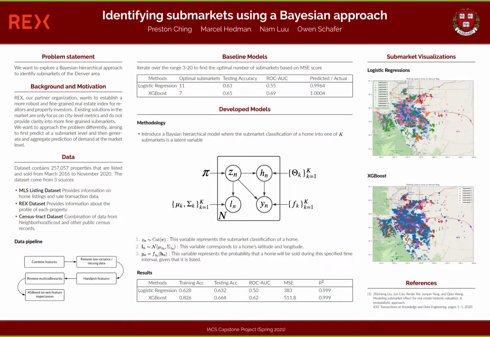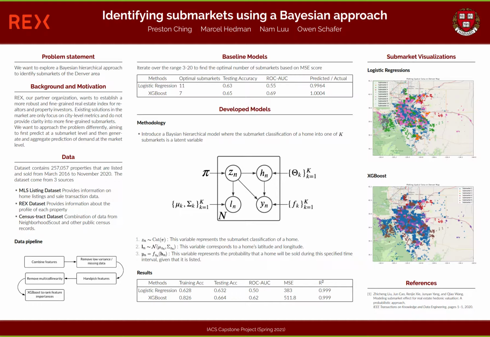Regarding modeling approaches, as has been mentioned, our aim is to predict the number of homes sold in a submarket and at the market level within a fixed time frame. Originally, we did our baseline model in two categories, a non-submarket and a submarket baseline. And on this poster, we just demonstrate our submarket baseline approaches. To find the optimal number of K submarkets, we use cross-validation over a range of 3 to 20, and we naively assigned homes to a submarket using K-means. And then for each of those K submarkets, we train K distinct models on those discovered submarkets.